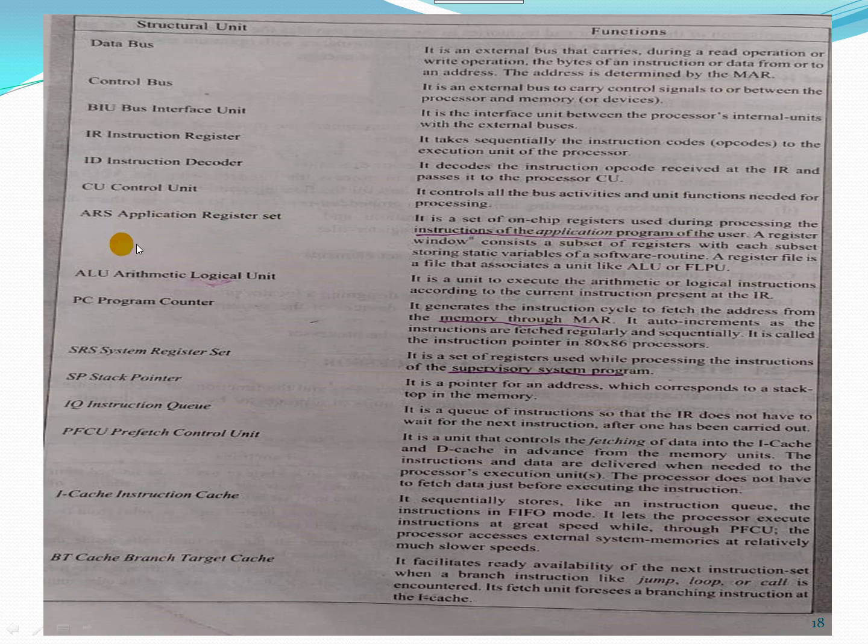So for that only we will be using this application register set. The arithmetic logic unit, where we execute the given instruction, and the program counter, where this is the counter where we will be having the next instruction which is going to be executed by the processor. So this particular program counter will be displaying the address of the instruction which is going to be executed in the next cycle.